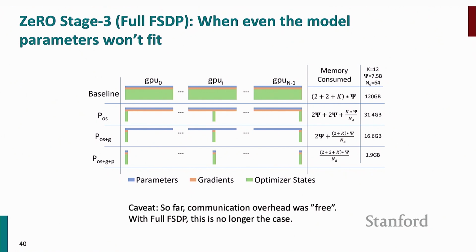But the caveat is that now we're not going to get this for free. We're not going to get memory savings for free. There's going to be some communication overhead, okay? And this is ZeRO stage 3. This is the final stage of ZeRO. This is also known as FSDP, fully sharded data parallel, for anyone who's heard that term before.